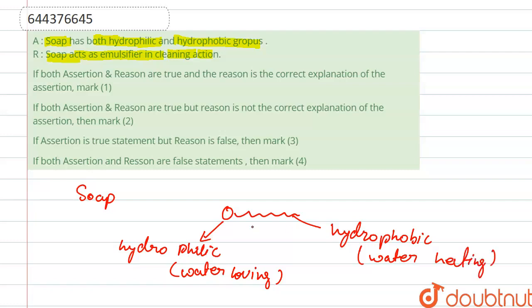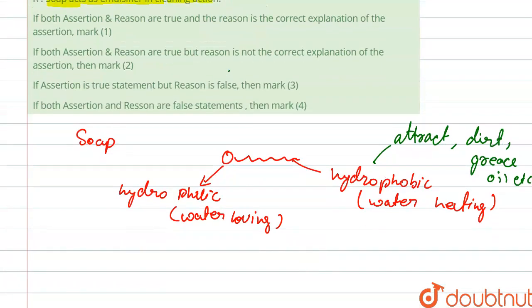hating group. So we can say that our assertion is correct because soap has both hydrophilic and hydrophobic group. So this hydrophobic group, that is water hating, attracts dust, dirt, grease, oil, and etc. from water, and this water loving part helps in cleaning the water, right?